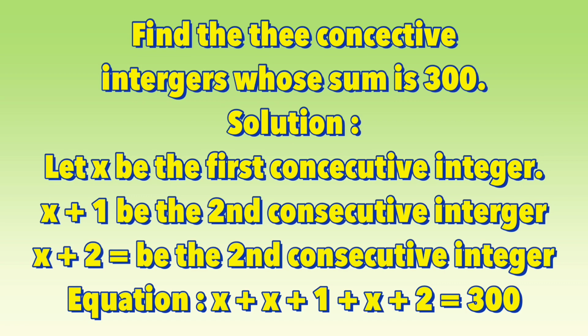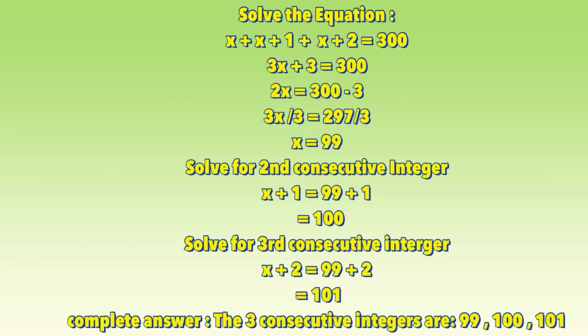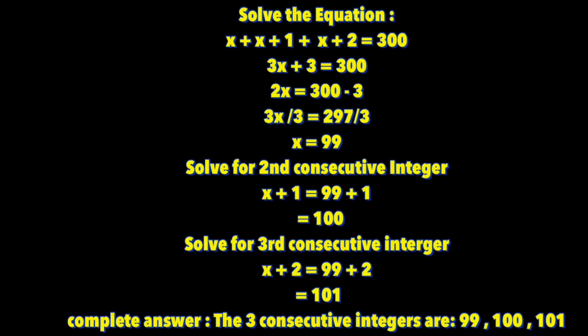Then we have to make an equation. Since we encounter the word sum, we're going to add the first, second, and third integers. So x plus x plus 1 plus x plus 2 equals, the given is 300, so equals 300. To solve the equation, we're going to combine like terms. So x plus x plus x equals 3x. 1 plus 2 equals plus 3, equals 300.